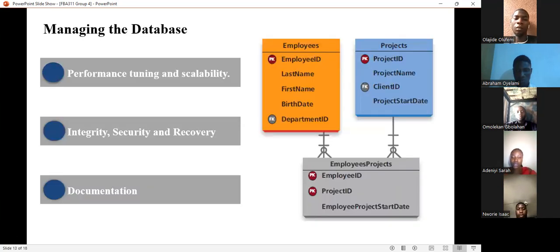Move to the next slide that tells us how we manage information, managing the database. We have the performance, tuning, and scalability. We have the integrity, security, and recovery, and we have the documentation. For the performance, tuning, and scalability, every database must have a tuning to ensure integrity. The database administrator should have integrity to ensure optimal performance. And for the documentation, the database makes use of database schema to document information gotten from the database.